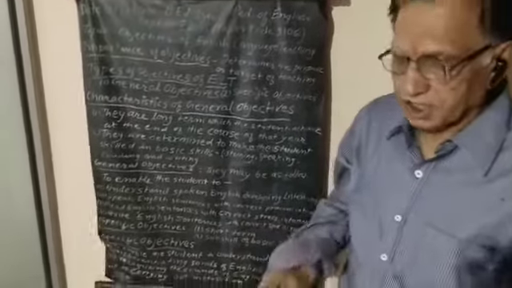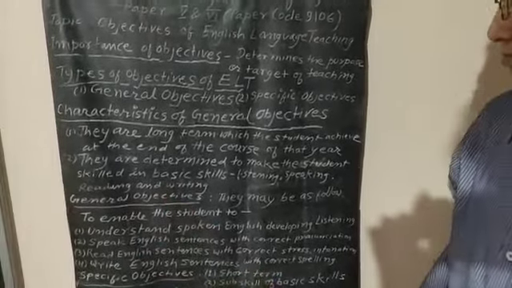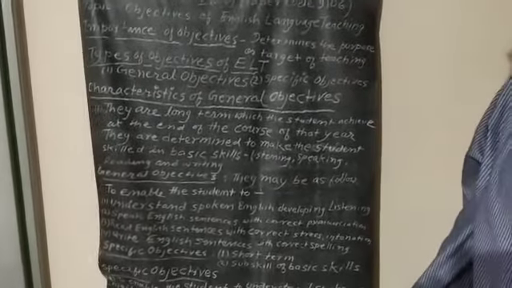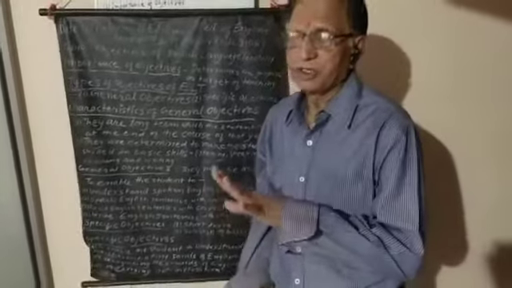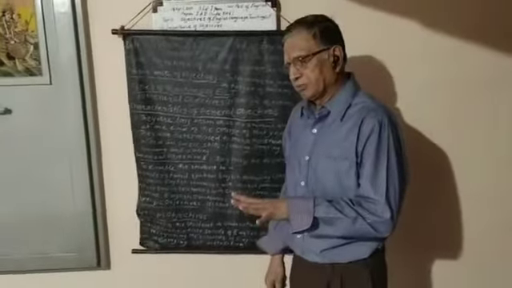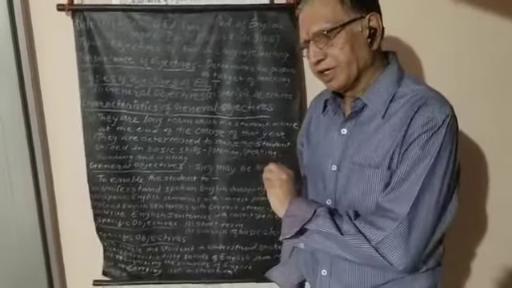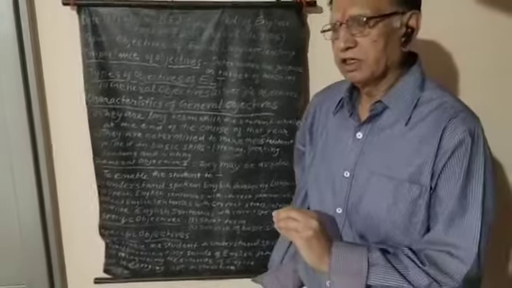Now, I come to the general objectives. General objectives are long term. These a student achieves at the end of the course of that year, and they are determined according to the basic skills that our students should be skilled in: listening, speaking, reading, and writing. General objectives are determined according to these two things: long term, fulfilled at the end of the year, at the end of the course, and to make skill in basic skills.